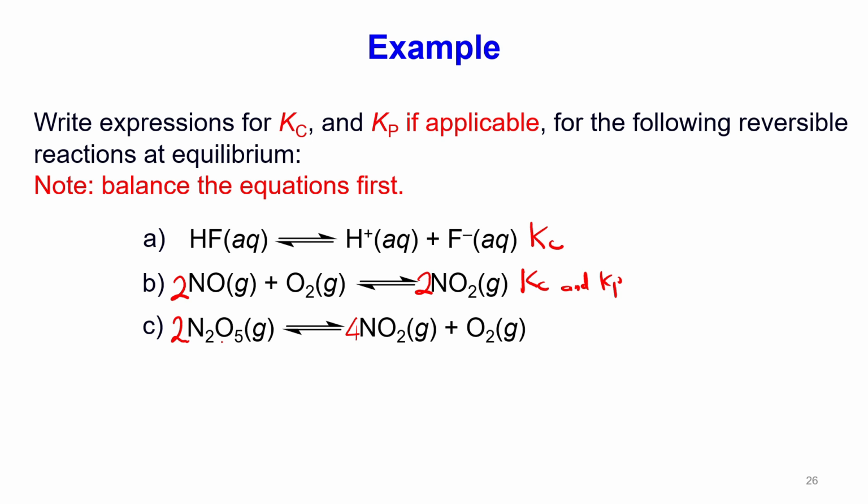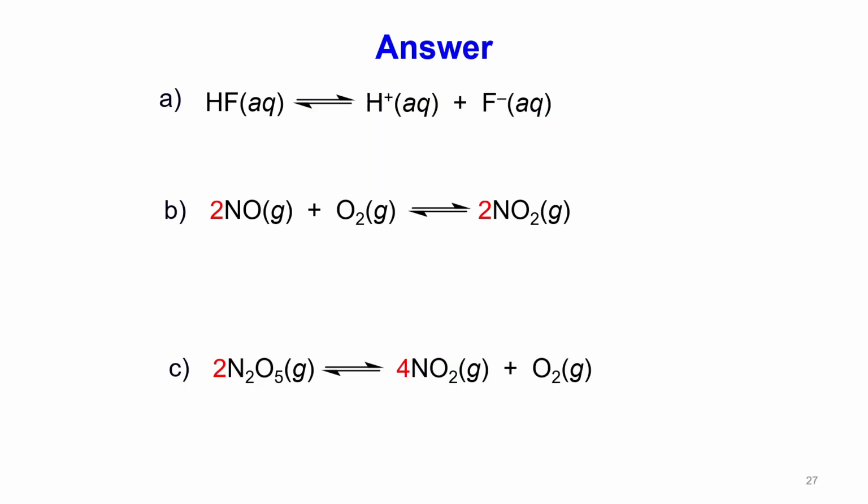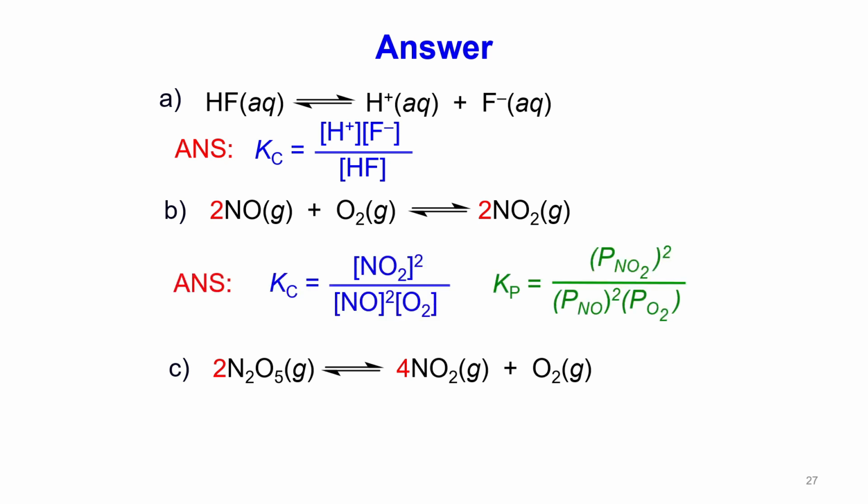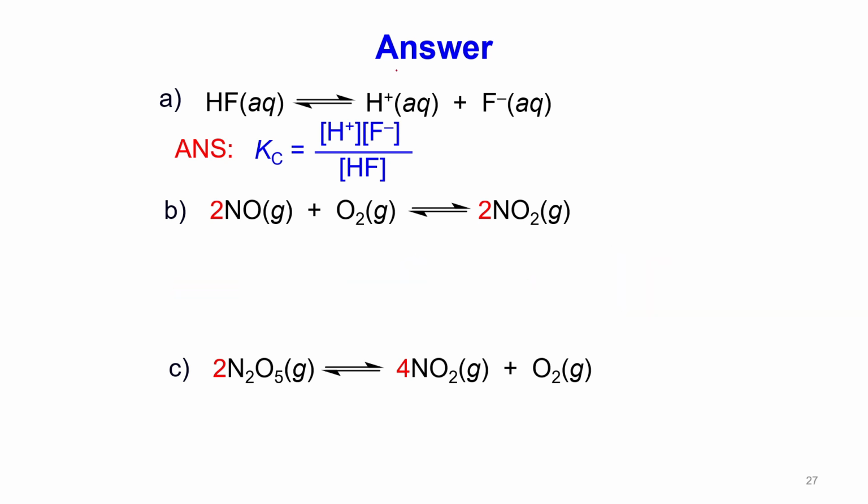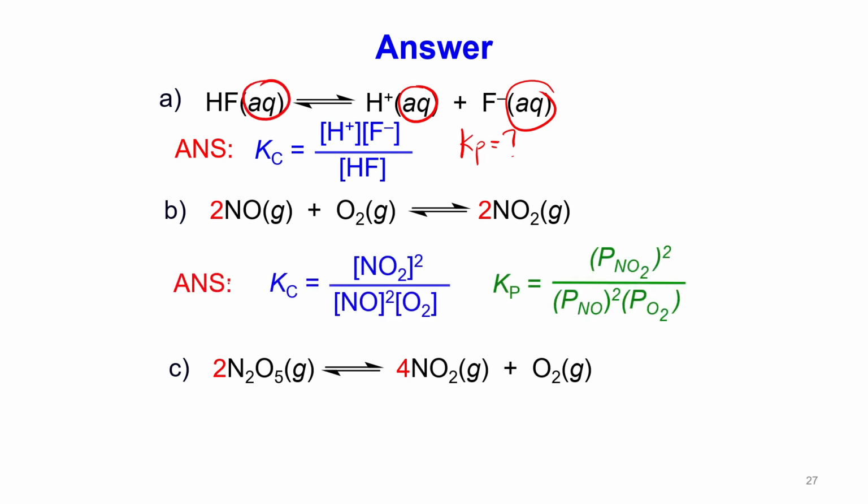Okay, so these are the balanced equations. Alright, so untuk Kc kita boleh tulis, Kp tak boleh tulis. Untuk A ni kita tak boleh tulis Kp. Sebab apa kita tak tulis Kp? Because di sini tiada gas. Untuk yang di bawah ni, the balanced equation.